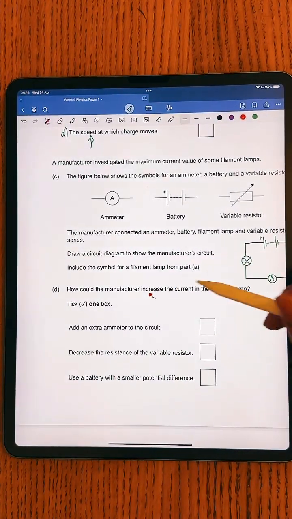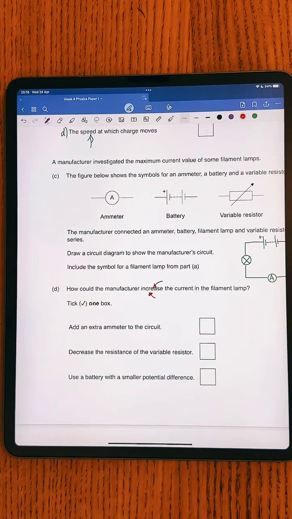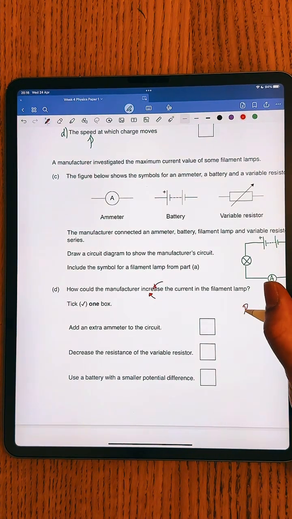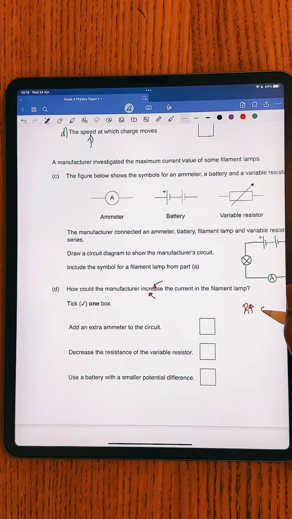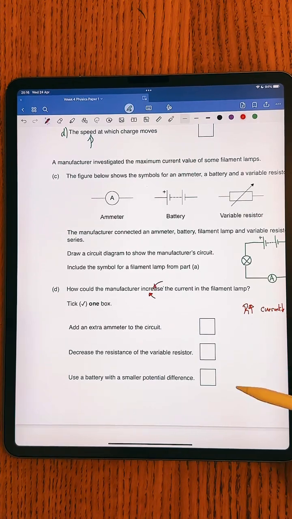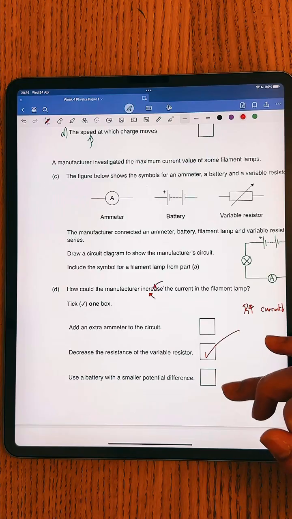So, how could the manufacturer increase the current? Yeah, so resistance, remember, more resistance. If resistance increases, it means current decreases. But the question is not asking to decrease current, it's asking to increase current. So we're doing the opposite. So to increase current, we want to decrease resistance. The answer is the second one. Let me know if there's any questions, guys.